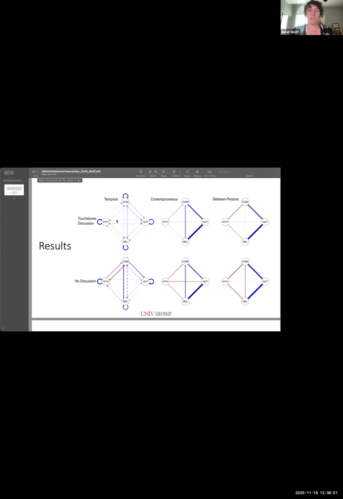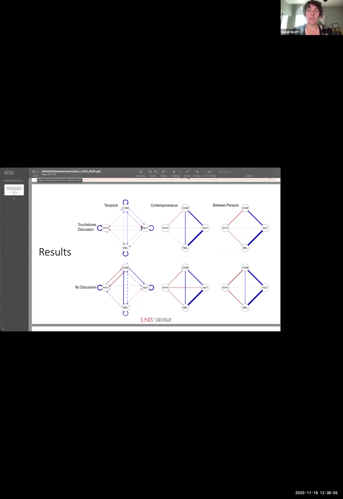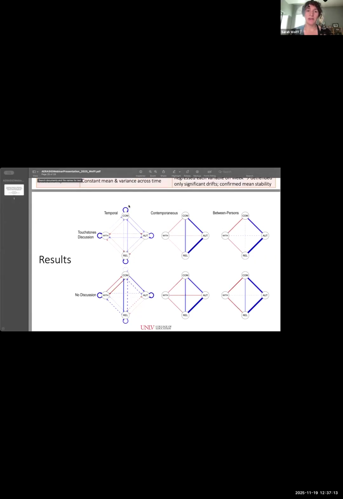In the Touchstone, you can see this blue, the solid lines. We get a positive feedback loop between competence and autonomy. So when students are feeling more competent, they're feeling more autonomous in the next session and vice versa. So it's feeding itself. And then we also see competence feeding into relatedness. And all of these have autoregressive paths that are significant. So they're feeding themselves over time.